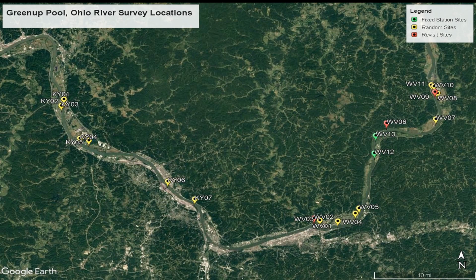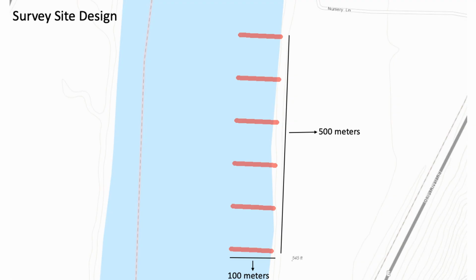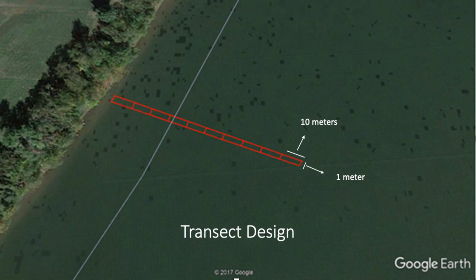Now that we know how mussels work, let's go into the methodology. The survey sites in the Greenup pool are mapped below, where each site is characterized as fixed station, random, or revisit. Six 100-meter transects are placed at 100-meter intervals perpendicular to flow using a lead line at each site. Each 100-meter transect is then divided into 10-meter intervals. Surveys are conducted on the upstream side of the transect that is 1 meter wide for surface mussels and juveniles using scuba.